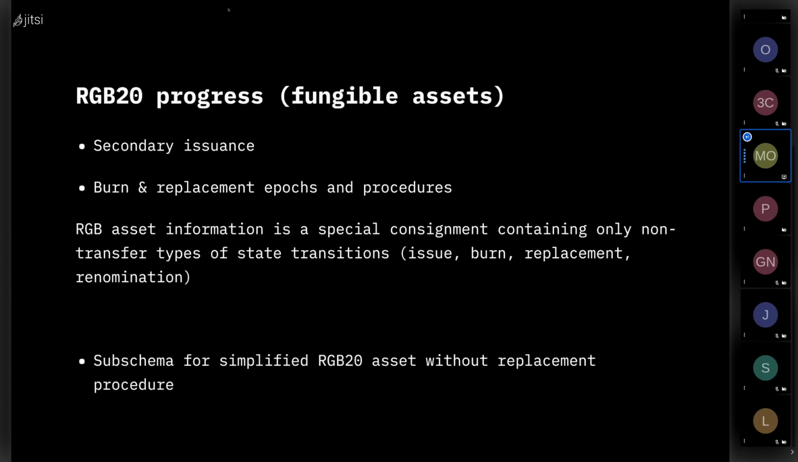The reissuance is different from secondary issuance, because secondary issuance is limited by the genesis, where you promise how many assets can exist in the future, while with a burn and replacement procedure, the reissuance happens when you are saying that I burned some assets and you can't prove that, so I reissue the asset once again. So these are different inflation mechanisms with different trust models.